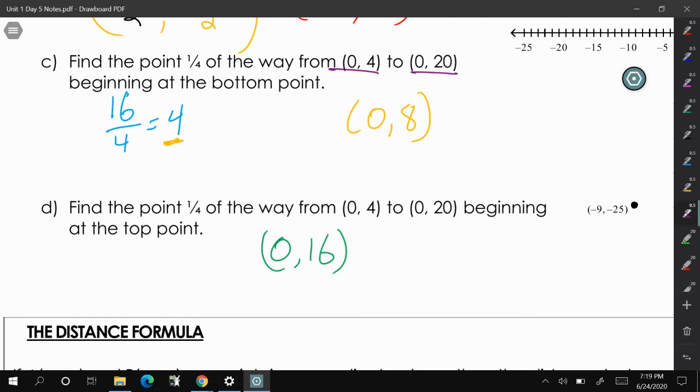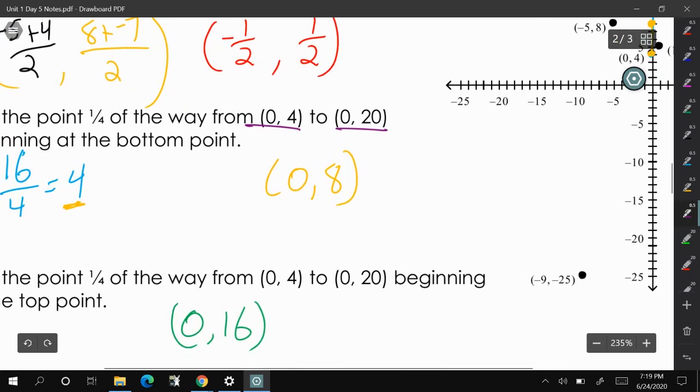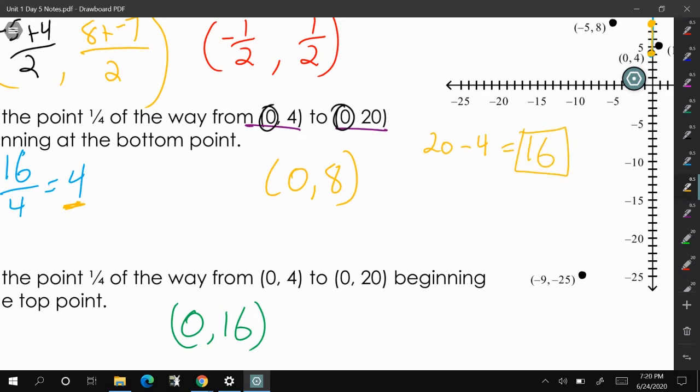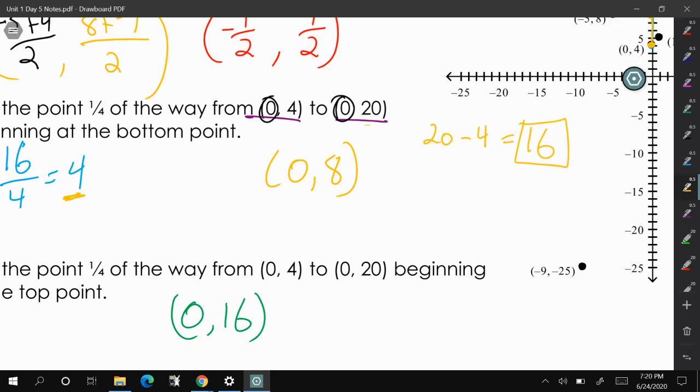you could have counted, or you could have also said, wait a minute, because the x coordinates are exactly the same, you could have done 20 minus 4, and that gets you 16. So anytime you have a vertical or horizontal line, you can just subtract the non-zero coordinates. In this case, it was 20 minus 4, and that'll get you the length of that segment.